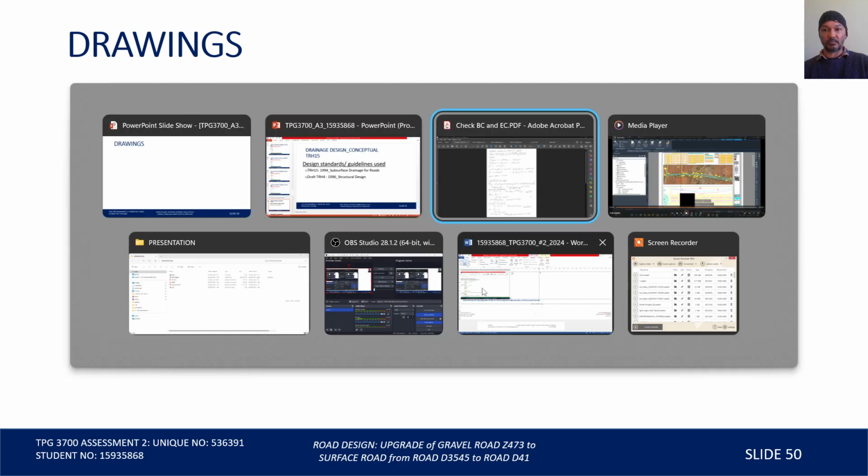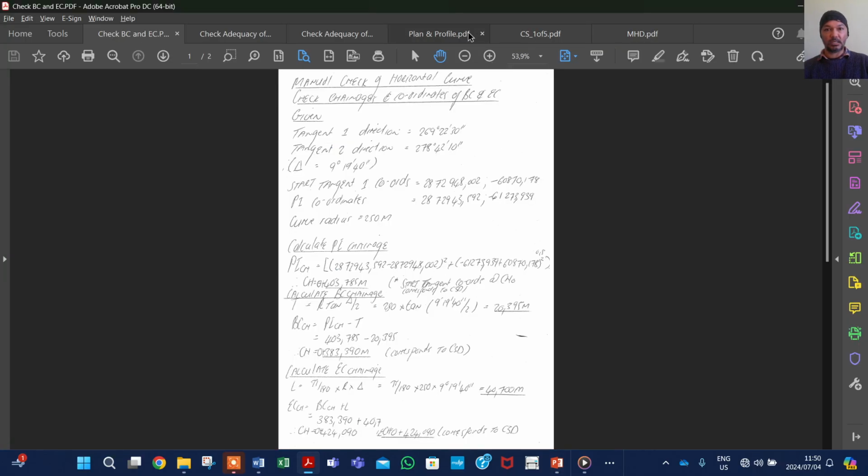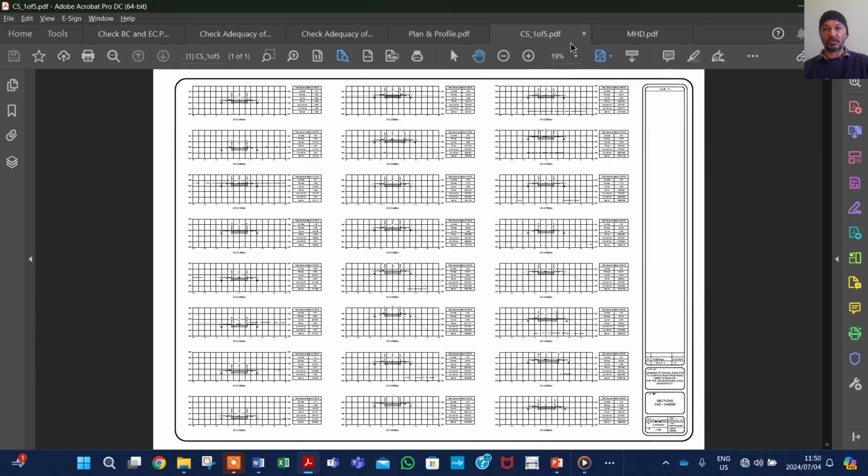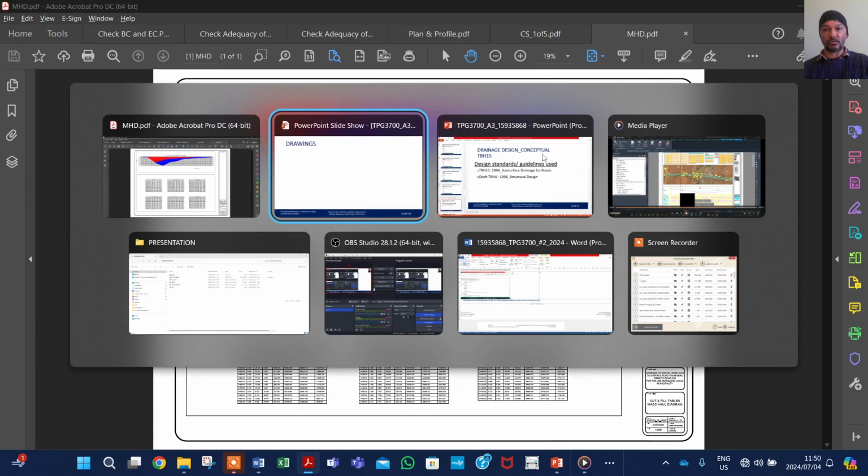Next, I'll just show some drawings. These are the final produced drawings. That's the plan and the setting out table. These are the cross sections, and that is the mass haul diagram.